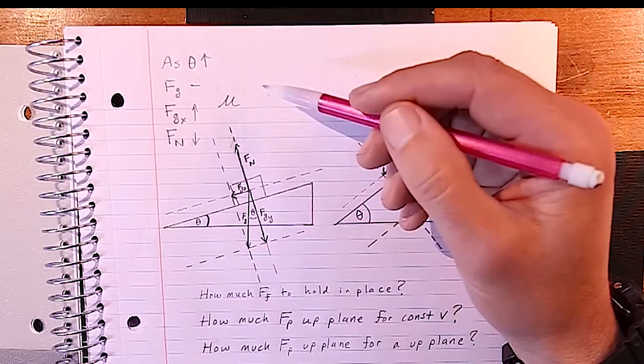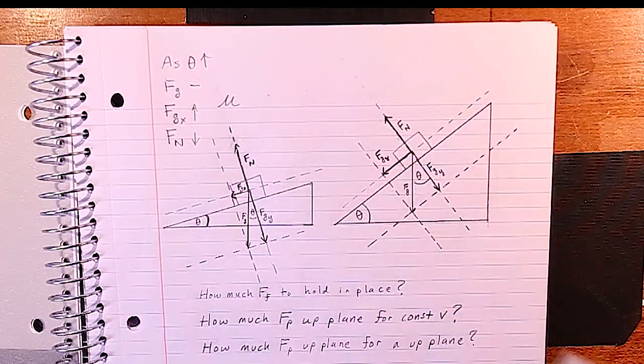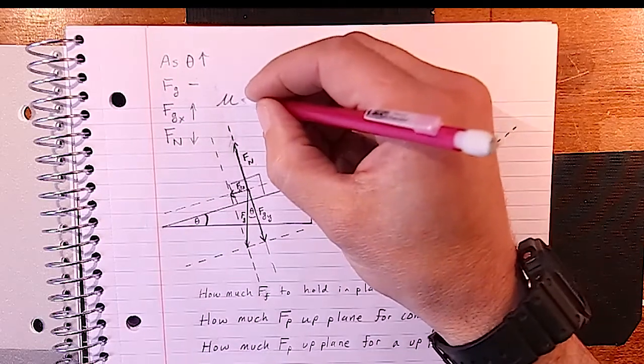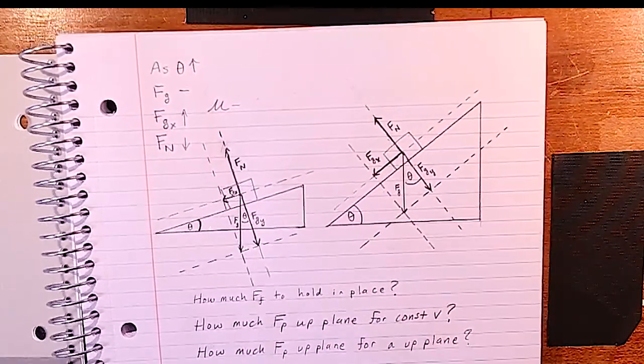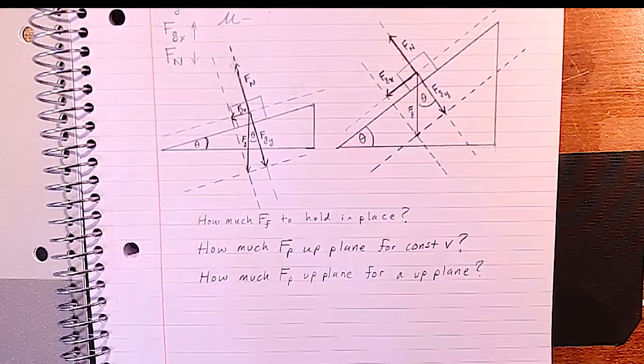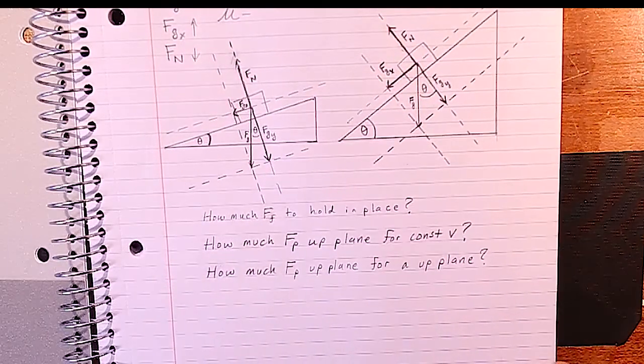What happens to the coefficient of friction? The coefficient of friction is only a measure of the slipperiness of the surface. That depends on the surfaces themselves, and the surfaces aren't changing, so the coefficient of friction remains the same. So let's look at a slightly more tricky set of questions.